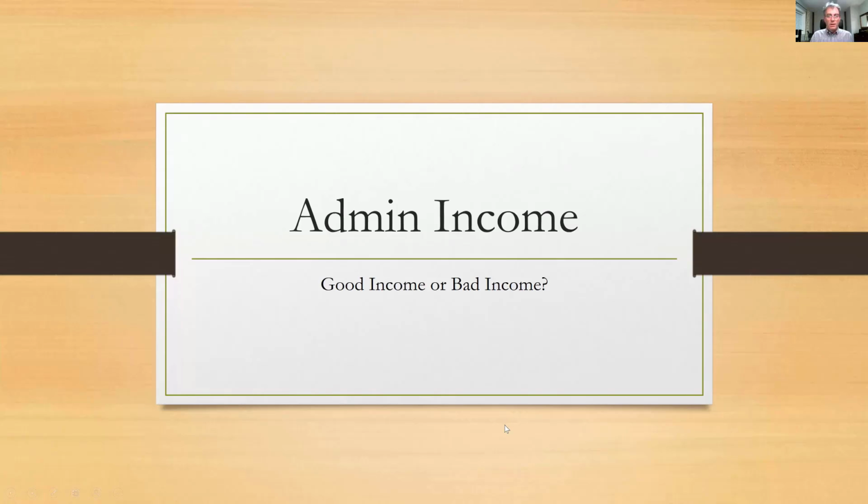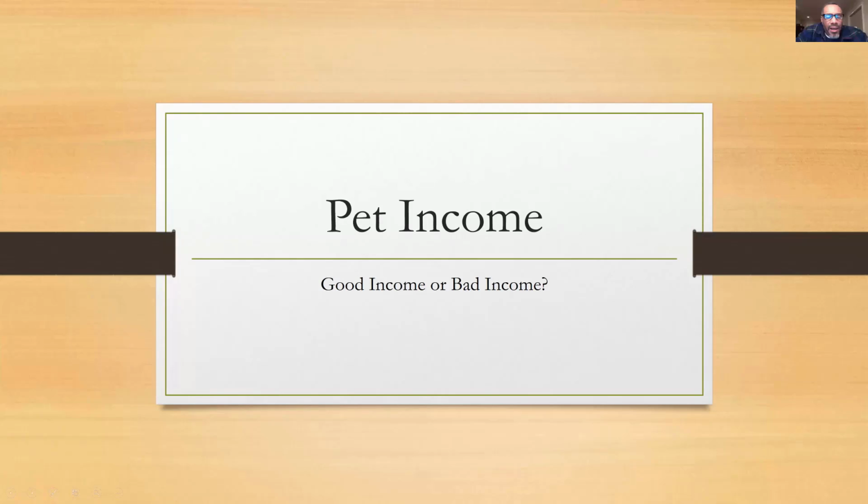Next, pet income, good or bad? You guys think it's bad income? Think about it. What's my rule? What's the rule? Modifies behavior. It's continuous. So it's good. It shows up every month. That's good income.